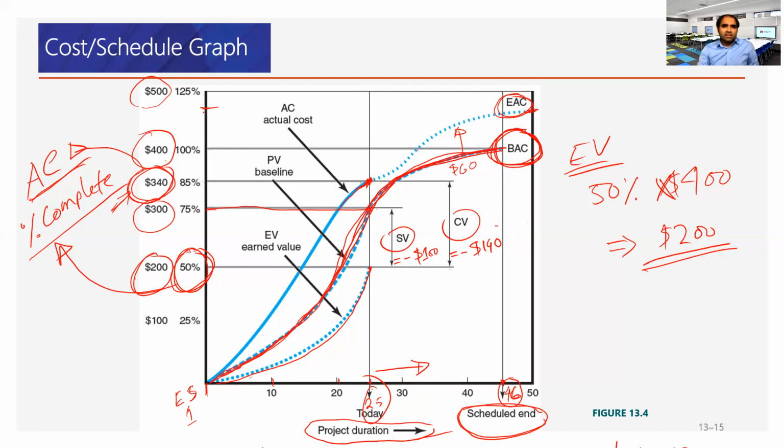How can you select EAC? Okay, so as I said, same as BAC. The way we did BAC, budgeted cost at completion, for the total period of time, we apply the same principle for the remaining period of time to complete EAC. After day 25, if we have completed 50% by spending 340K, 50% complete at a cost of 340.